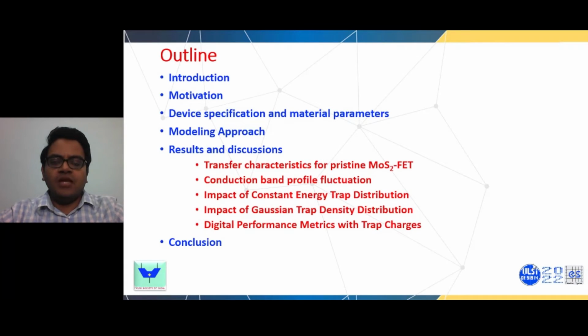First, we'll begin with an introduction about 2D materials and how they help us in achieving devices at ultra-scaled channel lengths. Thereby, we'll discuss the motivation behind the work. We'll look into the device specification and material parameters used for the simulation. Then we will discuss the modeling approach. Subsequently, we'll look into the results from our simulation, and finally the conclusion from our work.